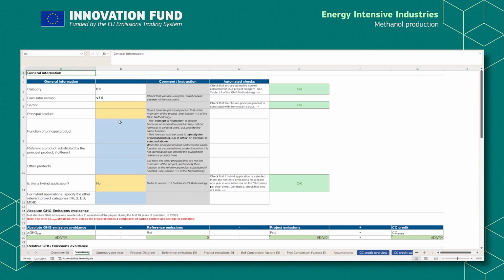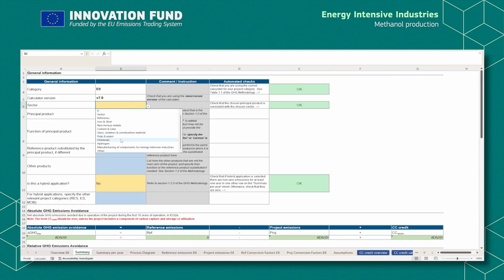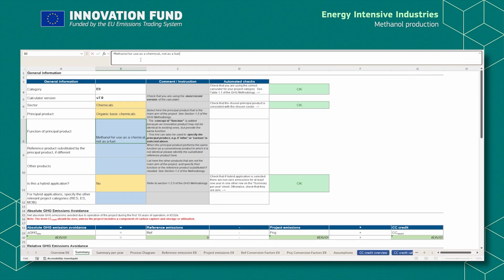The principal product is methanol, and for this example we're going to assume that the produced methanol is supplied into the chemicals market as a substitute for conventionally produced methanol. From the list of possible sectors, we choose chemicals. From the list of principal products, given that methanol is an organic molecule, we choose organic basic chemicals. The function of the principal product is methanol for use as a chemical. In the rest of this tutorial, we will focus on how to fill in the tabs to calculate the project and reference emissions, including the calculation of a carbon capture credit.